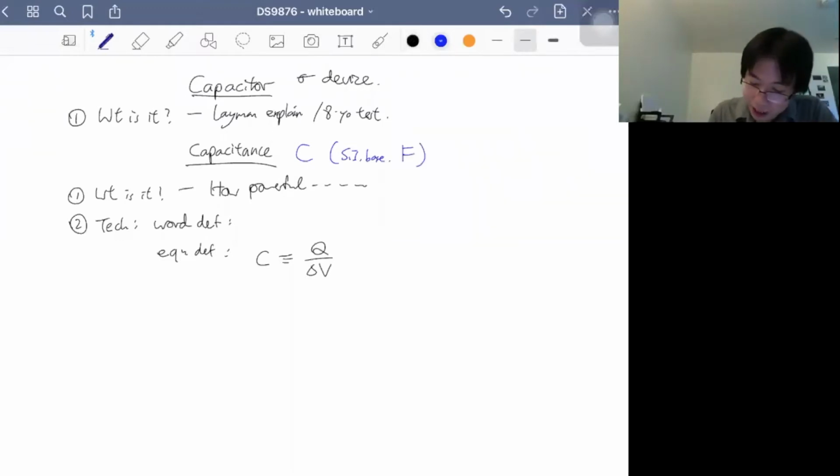Remember, definitions mean defining new concepts in terms of old concepts. So we're defining, and by now you know what a potential difference is and you know what charge is. And so the word definition is just the amount of charge stored per potential difference. I'm not going to write that in full.